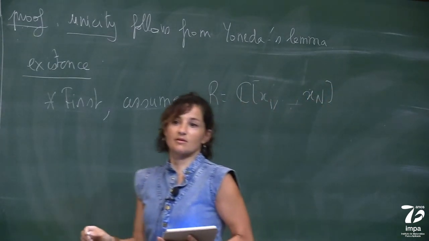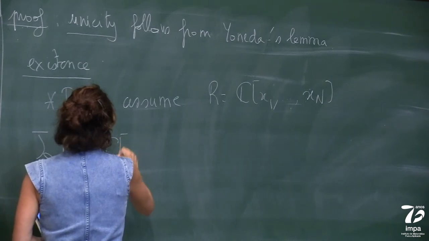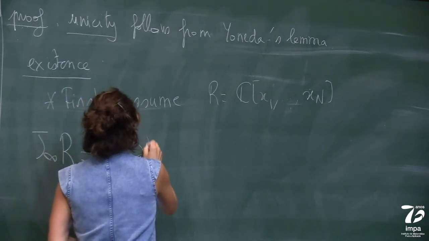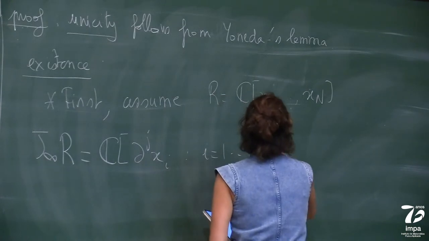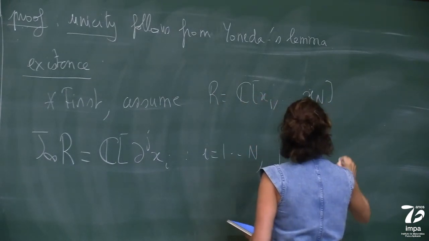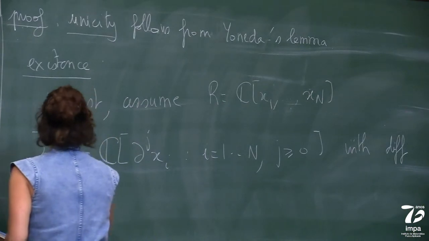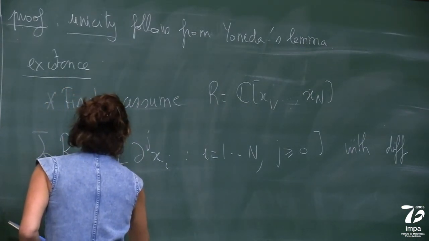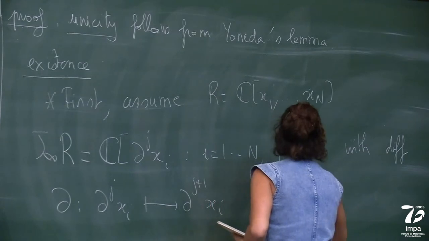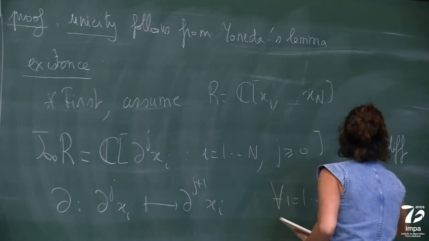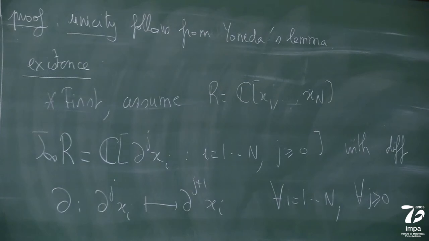So then it is what you can expect: to define J infinity of R, I just consider the polynomial algebra in infinitely many variables, with the differential, let's call it partial, which sends the variable partial j xi to partial j plus 1 xi. Okay, so it's easy to verify that this algebra satisfies the desired properties.